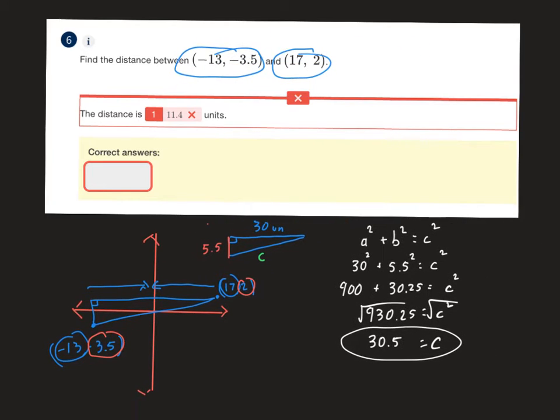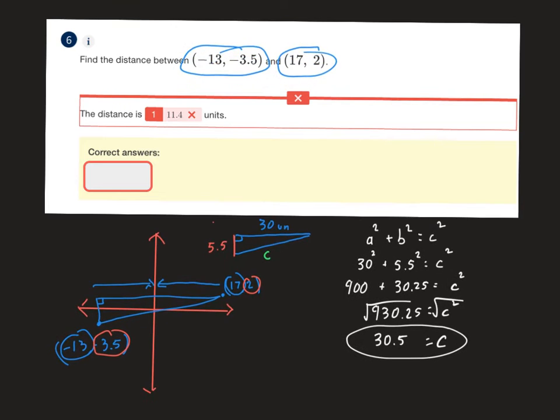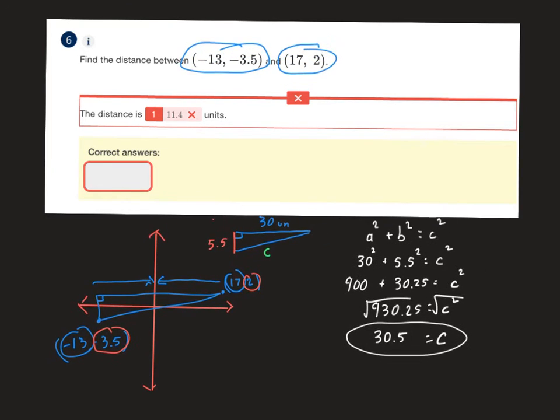I'm going to move the whole thing. No, it's not going to move for me. But underneath there it says 30.5 units.